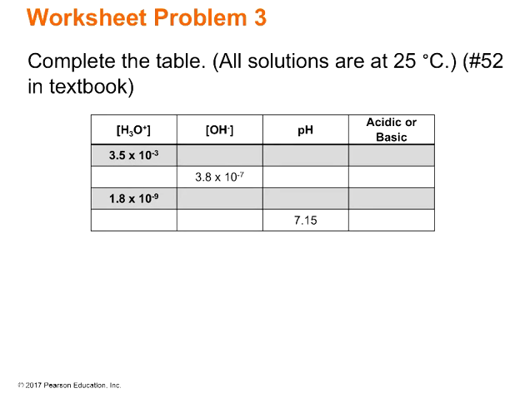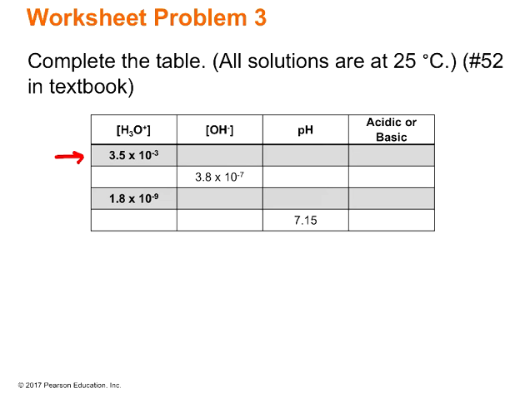Okay, so let's use everything we've learned so far to complete the following table. And we're going to assume that all solutions are at 25 degrees Celsius. This is number 52 in your textbook. So if you want to do some similar problems, there should be a few kind of around that problem. But let's start with the first row, and we'll do that one together, just as an example.